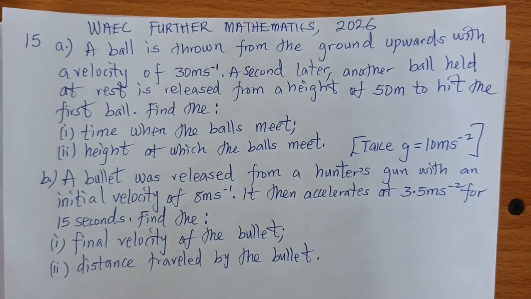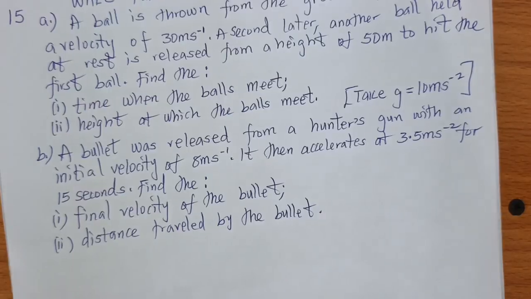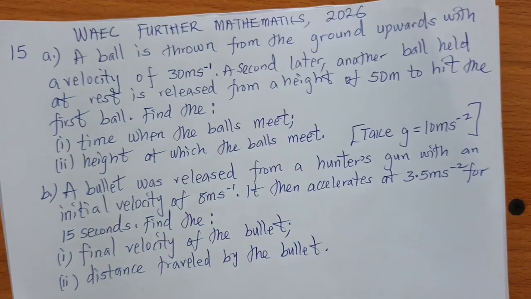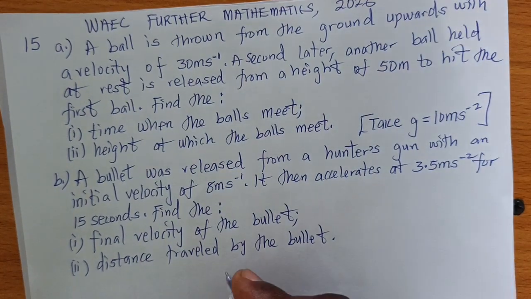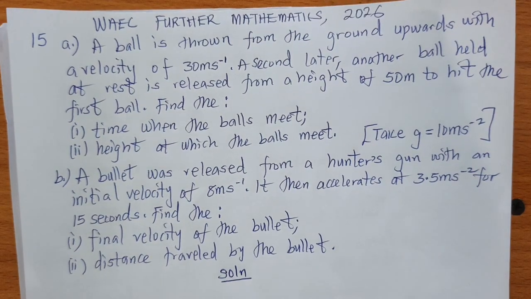Figure 1, the time when the balls meet. Figure 2, the height at which the balls meet. We have to take g to be 10 meters per second squared. Let's solve the first part. So we have a ball.